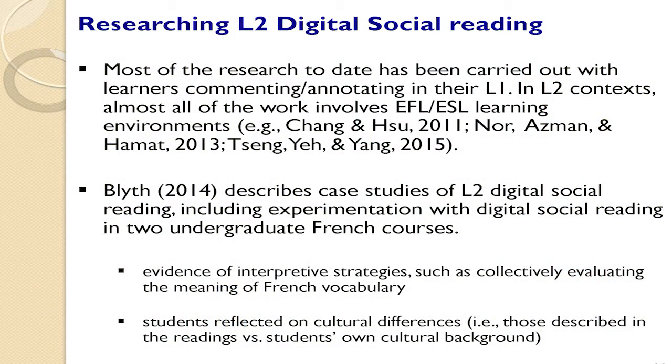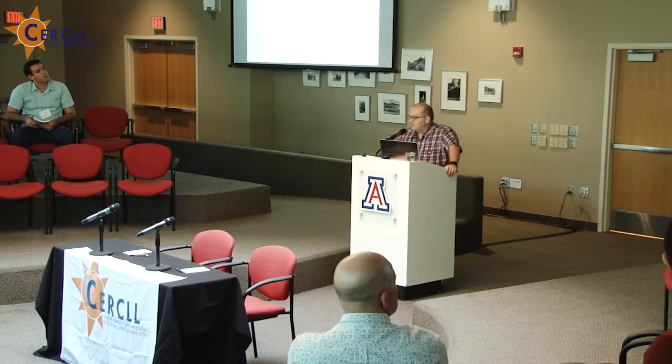In terms of researching second language digital social reading, to date, the majority of the research has been carried out in L1 contexts. Meaning that the learners are annotating text and commenting using their native language or their first language. In L2 contexts, the majority of it has been carried out in EFL and ESL learning environments. The one study that has looked at digital social reading in a second language environment focuses on two French undergraduate courses by Blythe in 2014.